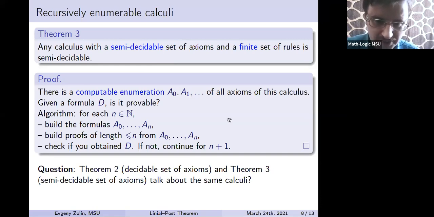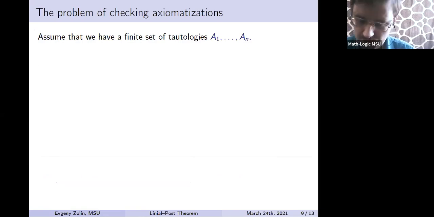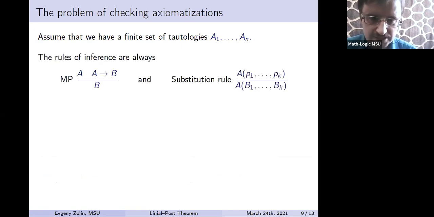So in general, calculi have a semi-decidable set of theorems, and only some calculi have a decidable set of axioms. Now let us return to our first question. Let us formulate it precisely. Assume that we have a finite set of tautologies. We can assume that they are tautologies because this property is easy to check; it is a decidable problem. And we have two fixed rules, modus ponens and substitution.